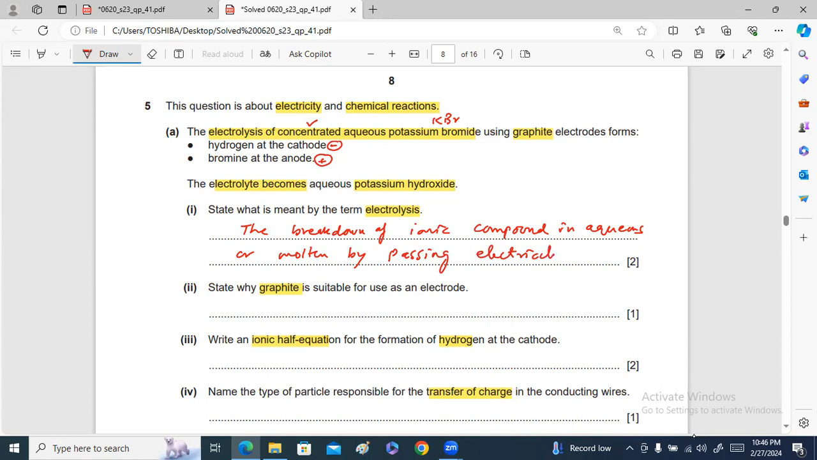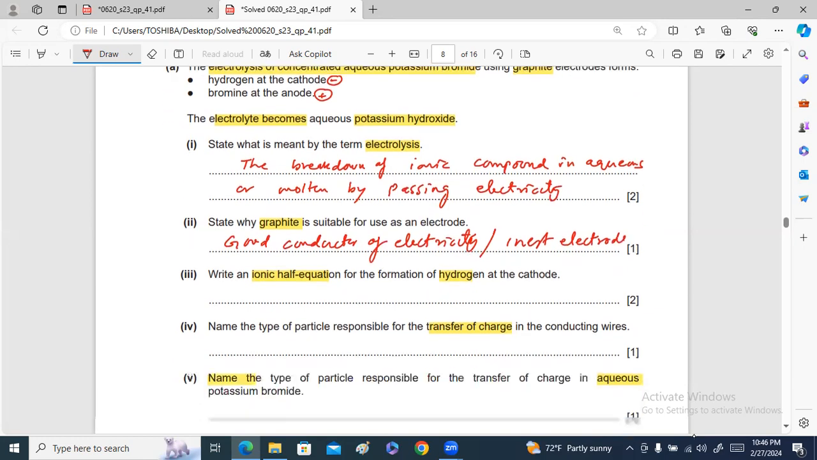This is electrolysis. State why graphite is suitable for use as an electrode. You know that graphite is a good conductor and it is inert. So it is a good conductor of electricity. And the second thing is that it is an inert electrode. Platinum can also be used as an inert electrode.